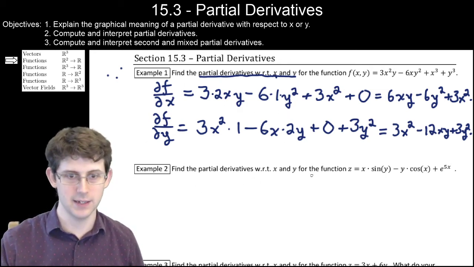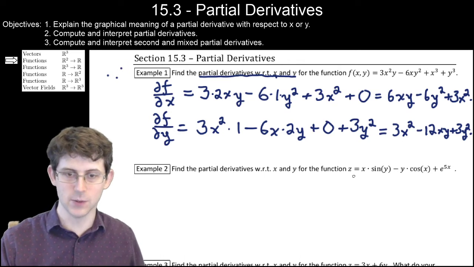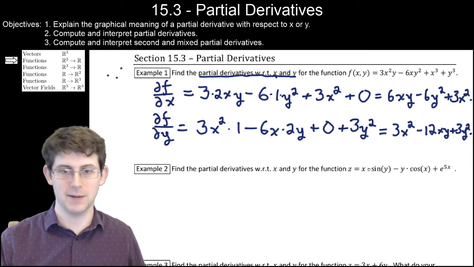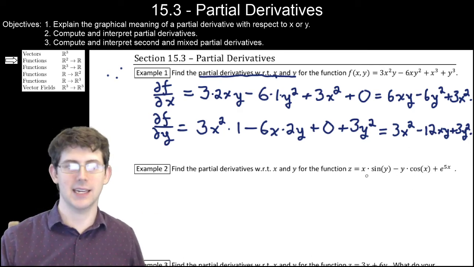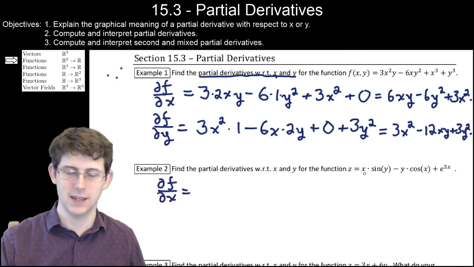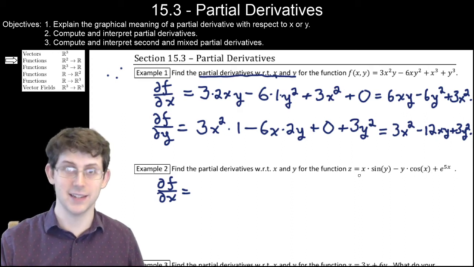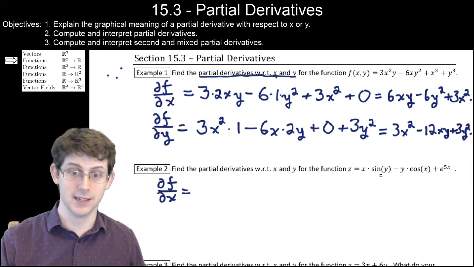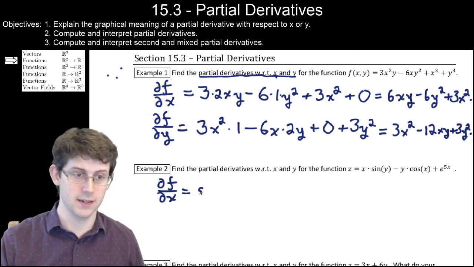Okay, let's do this one. We have z equals x sine y minus y cosine x plus e to the 5x. This is some surface. It's probably wavy. I don't know what it looks like. It doesn't matter. To take its partial derivative, for the x partial derivative, we now think of y as a constant everywhere. So this is x times a constant, and its derivative is the constant.